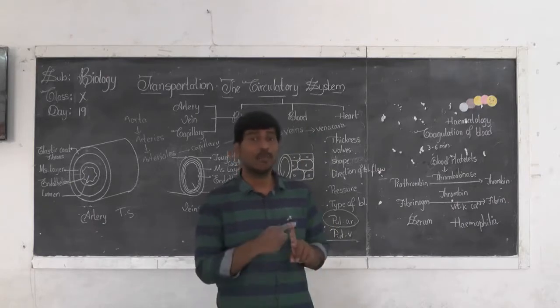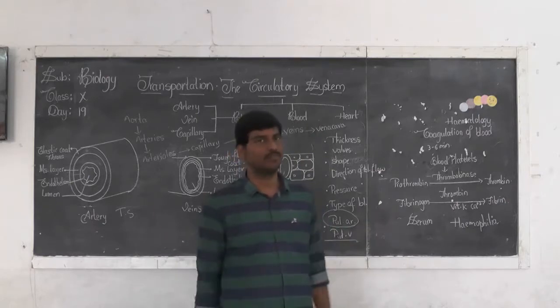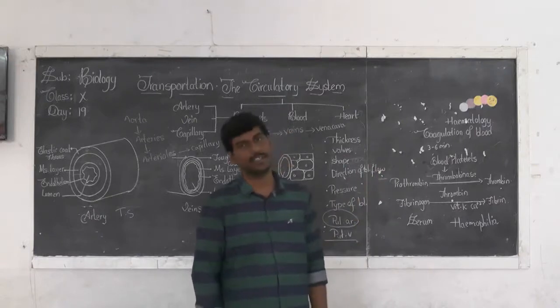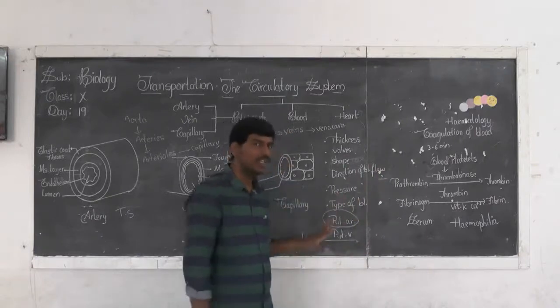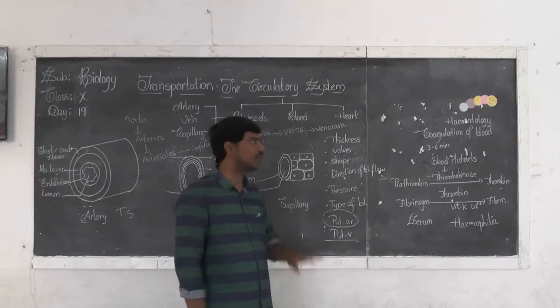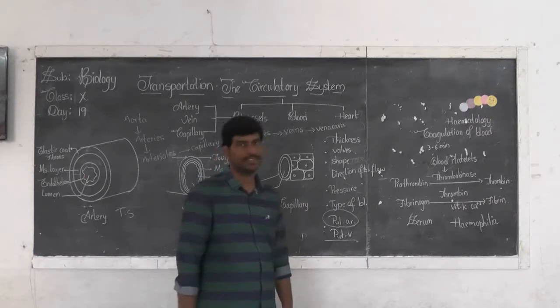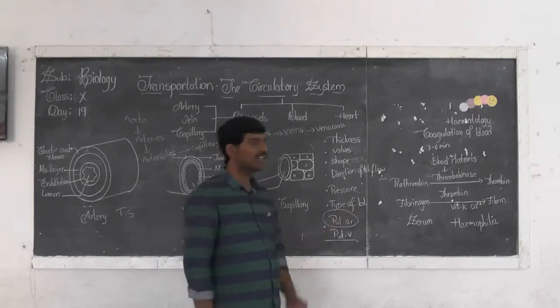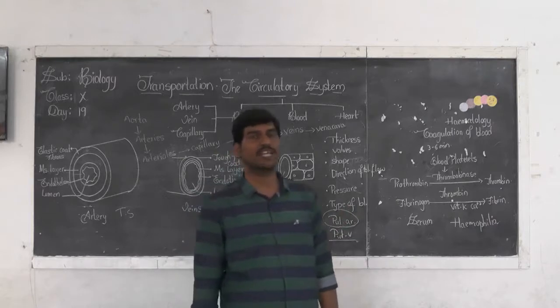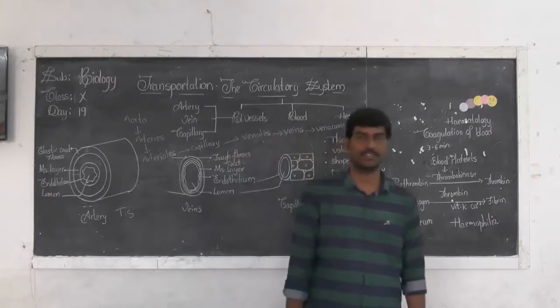Why? Because the blood vessels are being healed up because of coagulation of blood. Now, how is this blood coagulation going to take place? That is nothing but the role played by blood platelets. Blood platelets release an enzyme which is called thrombokinase. What is the enzyme?